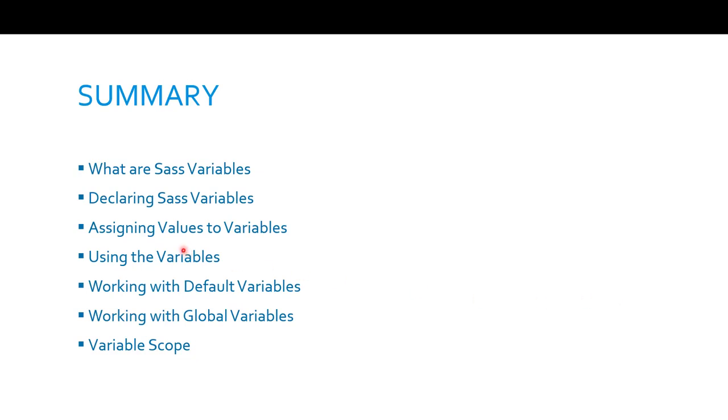To summarize this particular lecture, we've looked at several concepts. We've looked at what Sass is. We've looked at how to declare Sass variables, how to assign values to them, and how to use them in other parts of the file. We've looked at how to work with default variables and global variables. And finally, we touched on variable scope.